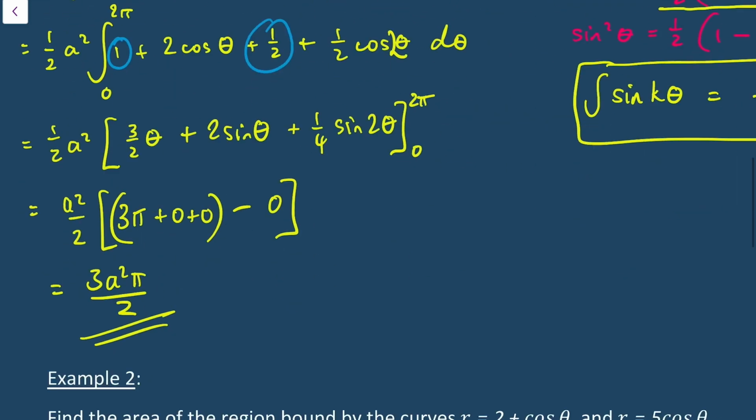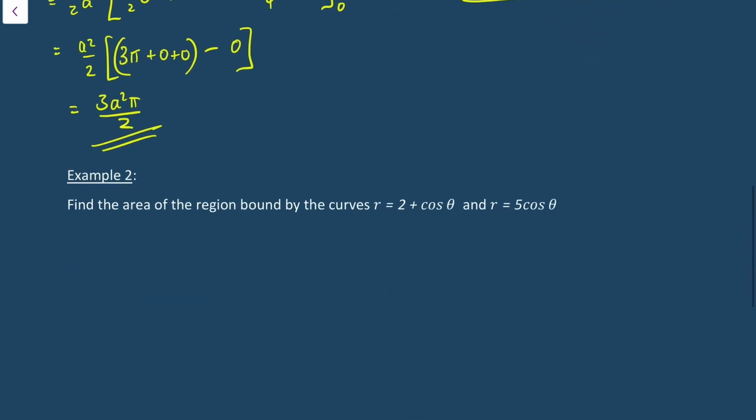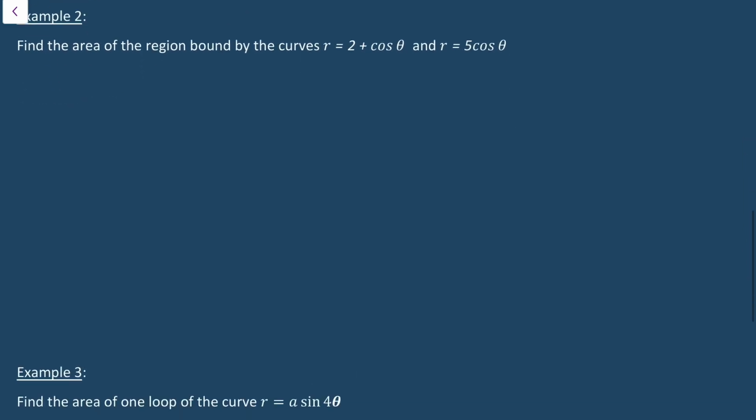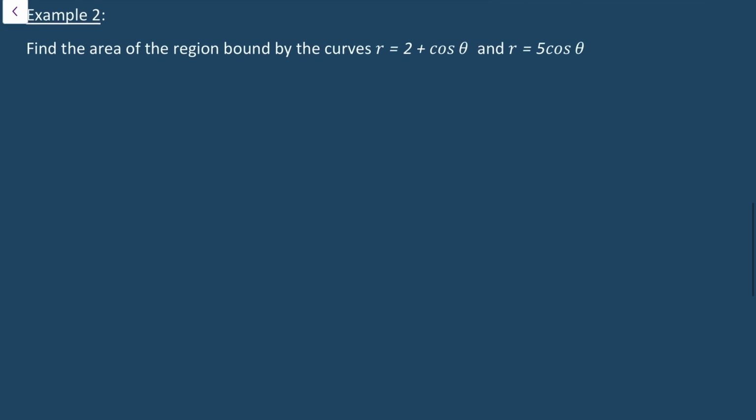Okay, let's look at the next example. Here, example 2, find the area of the region bound by the curves r equals 2 plus cos theta and r equals 5 cos theta. And we're not given a diagram, so we're just going to think about what this will look like.